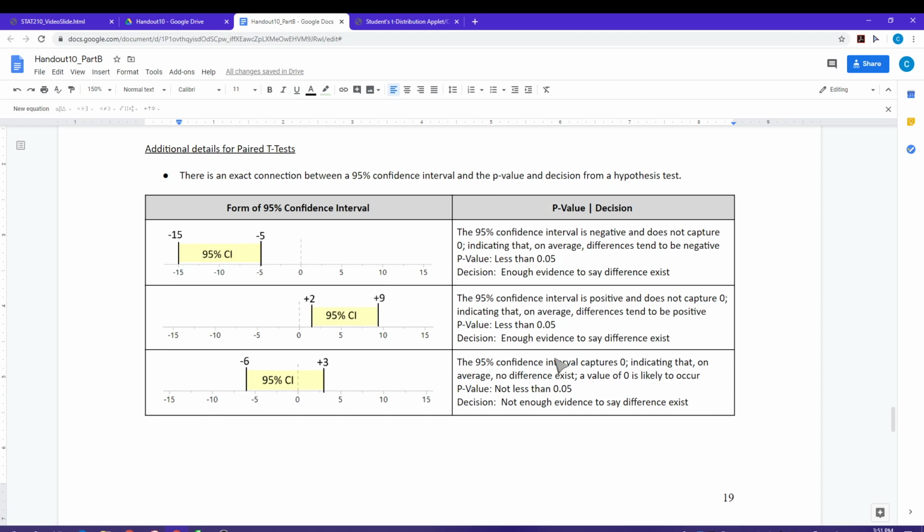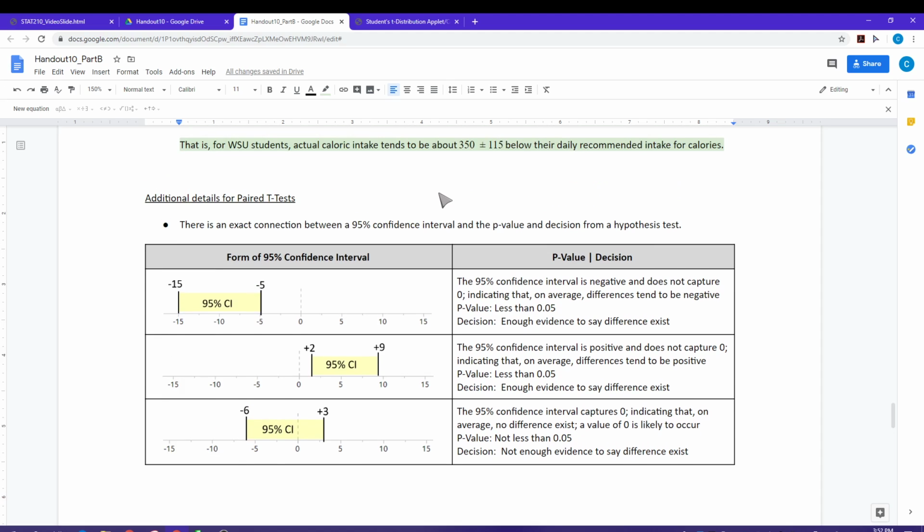Okay, just some additional details regarding t-tests. There is a connection, certainly, between the 95% confidence intervals and the decisions from our test. So in the example that we looked at above, the interval was completely negative. It did not include any positive values, or it did not capture 0. It stayed negative. That's going to tell me that my p-value is going to be less than 0.05.